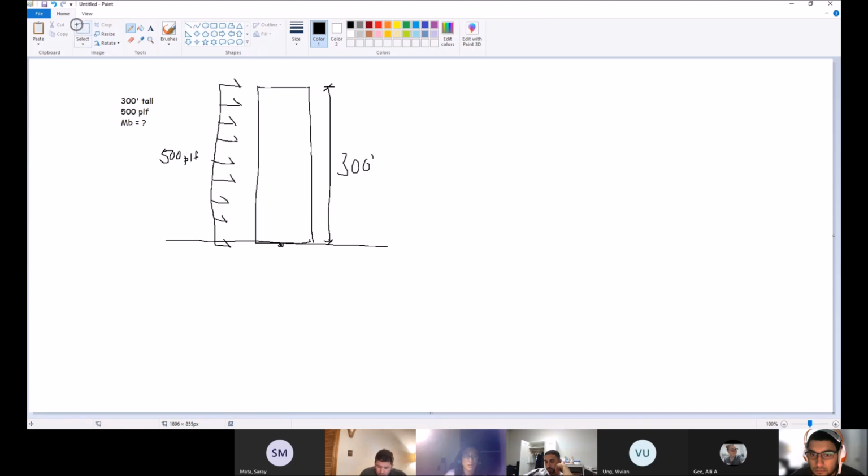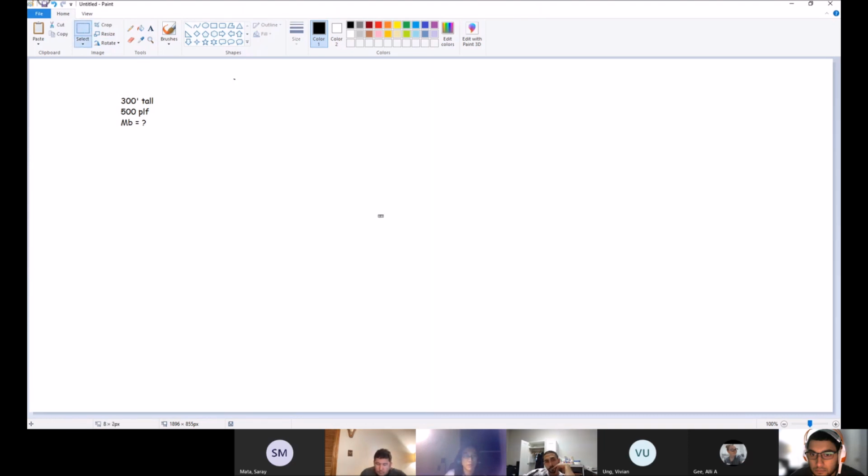of the building. So I'm just going to simplify this. We literally have a line that is 300 feet tall, and then a wind load of 500 PLF. We're finding the bending moment at B, at the base. So I'm going to call this A and this B. We're just going to find the bending moment at B.